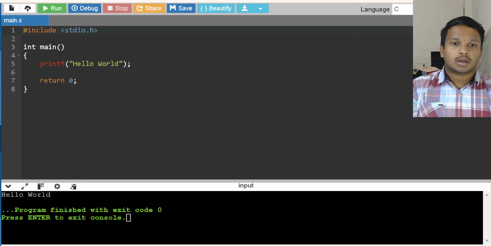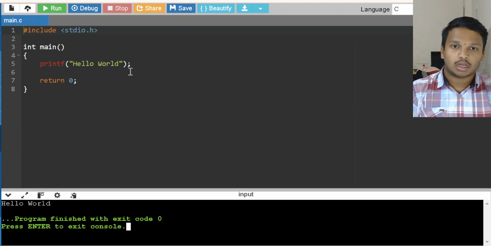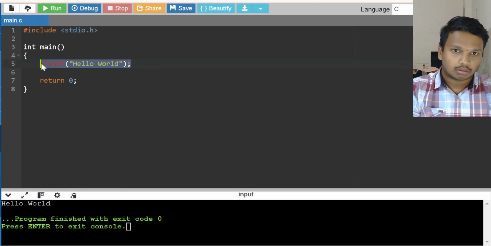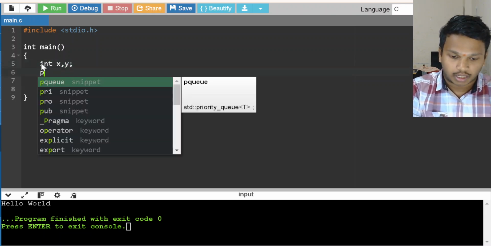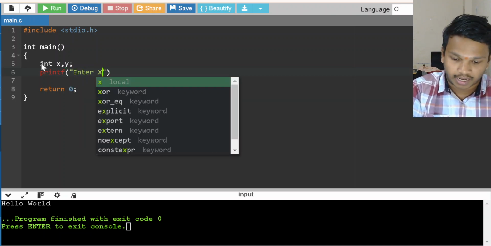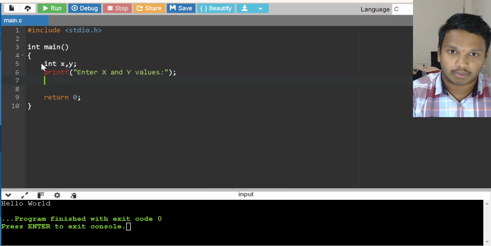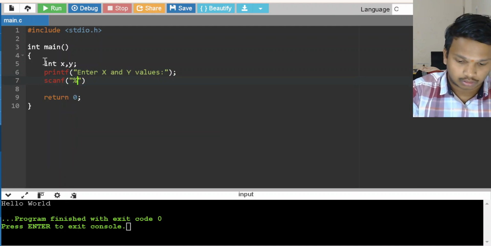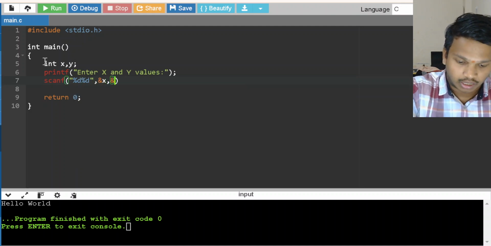I hope you can see this compiler. I am using the online GDB compiler. I am executing the sample program. See, it's working well, it is printing hello world. Now let's write the program. In this program we need two variables, int x, y, and I am asking the user to enter x and y values. I am using scanf, reading and storing the values at the address of x and the address of y.